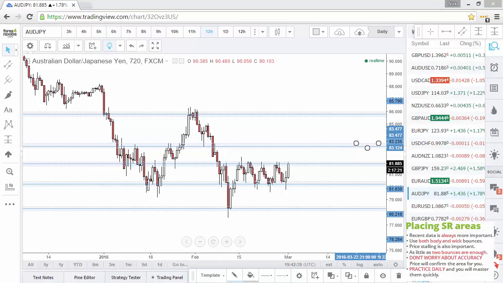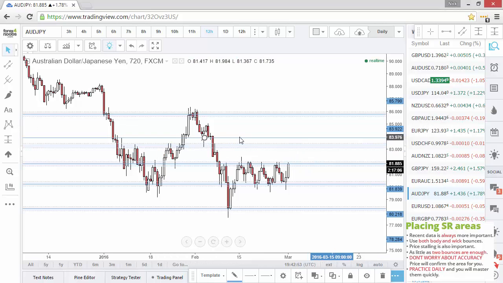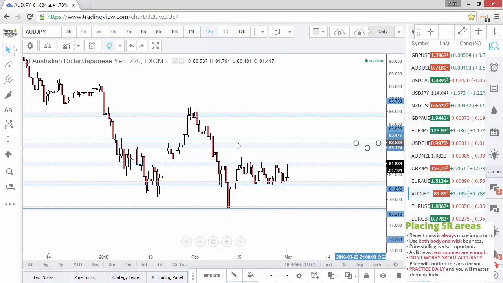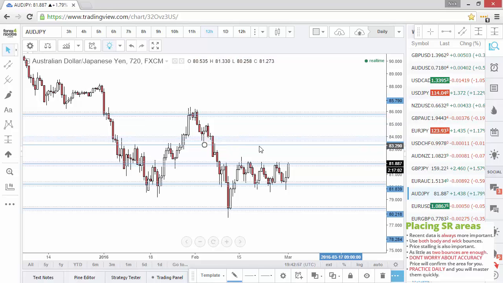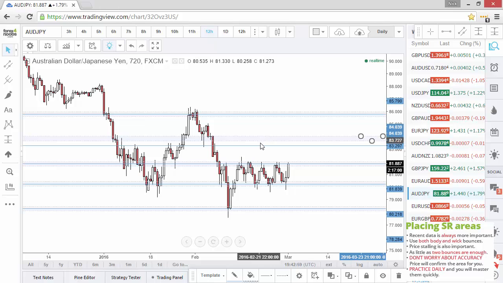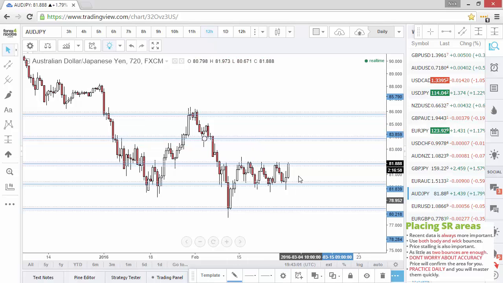Because we have those bounces there, two bounces here, and then we have price currently bouncing from here. So then it would make sense to adjust it. I'm not terribly bothered with the accuracy. If it's here, it's fine. If it's slightly lower, it's fine. I'm going to let price confirm this area for me.